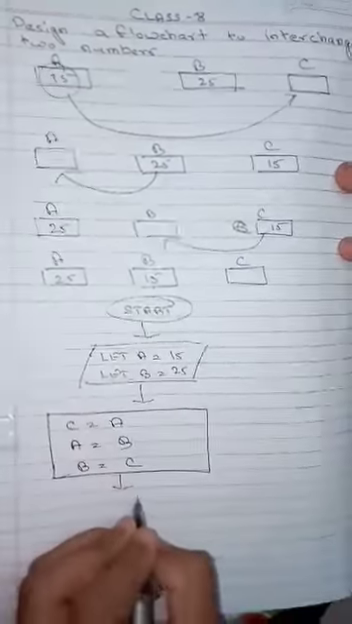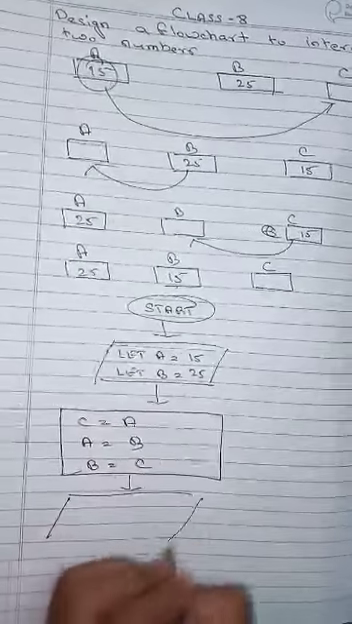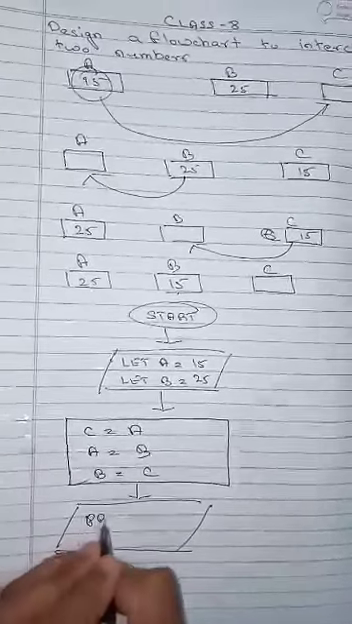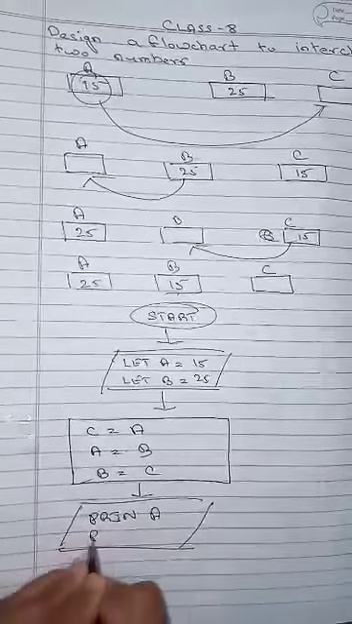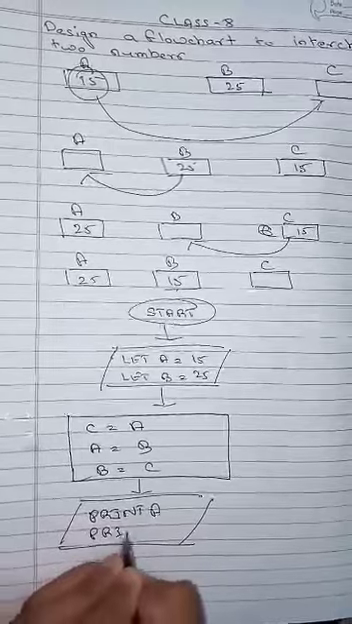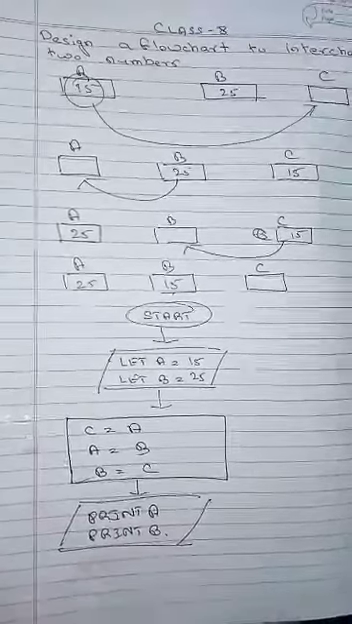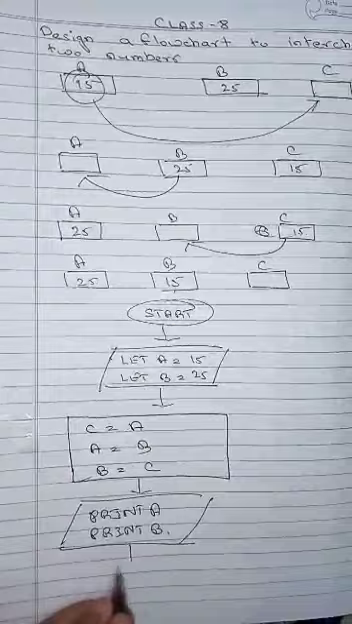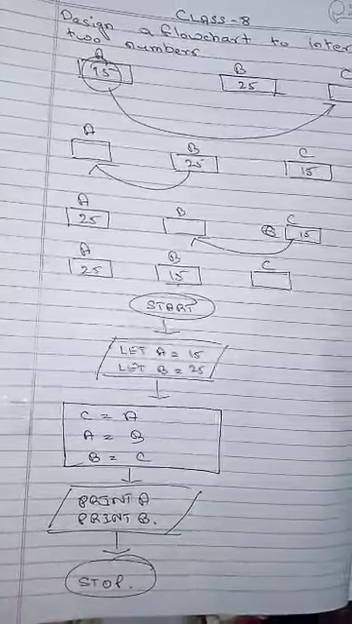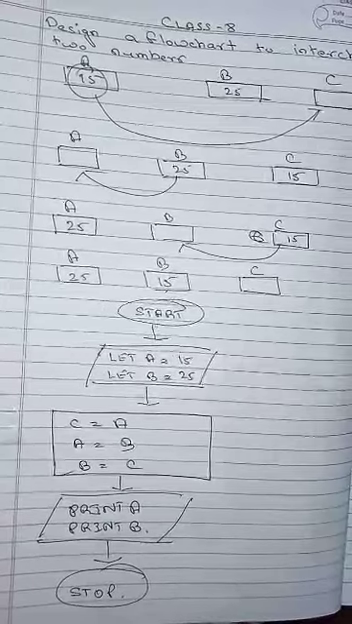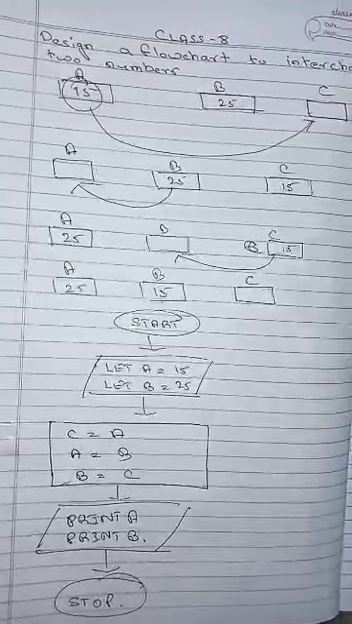In the last step, we are supposed to print the values. So it will be print A, print B. At last we'll terminate by writing stop. So with this we interchange the two values. If you have any doubt, children, you can always give me a call or you can send a message.